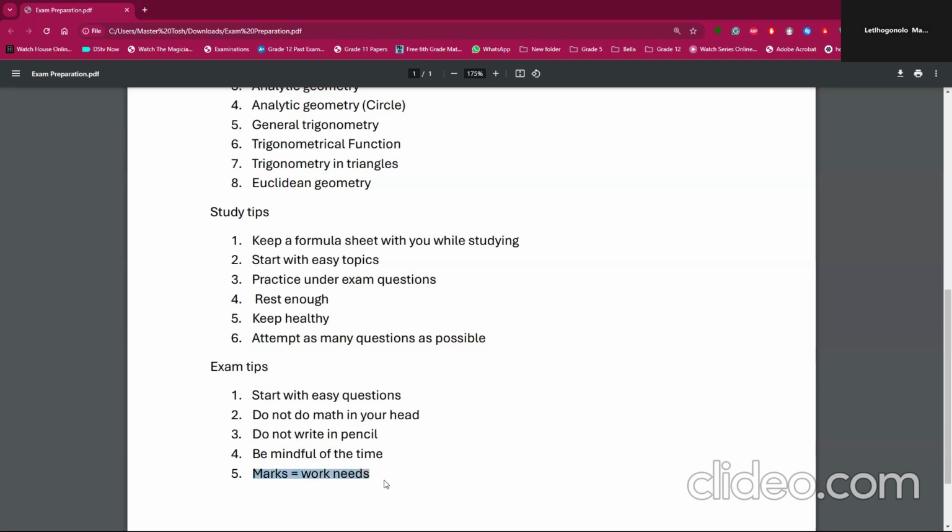The last one is that the marks will tell you how much work is needed. If the question is worth 1 mark and you can see what you want to do is worth 4 marks, you need to stop and rethink how you're going to tackle this and see if there isn't any information you can remember that will make this question a little bit easier for you.